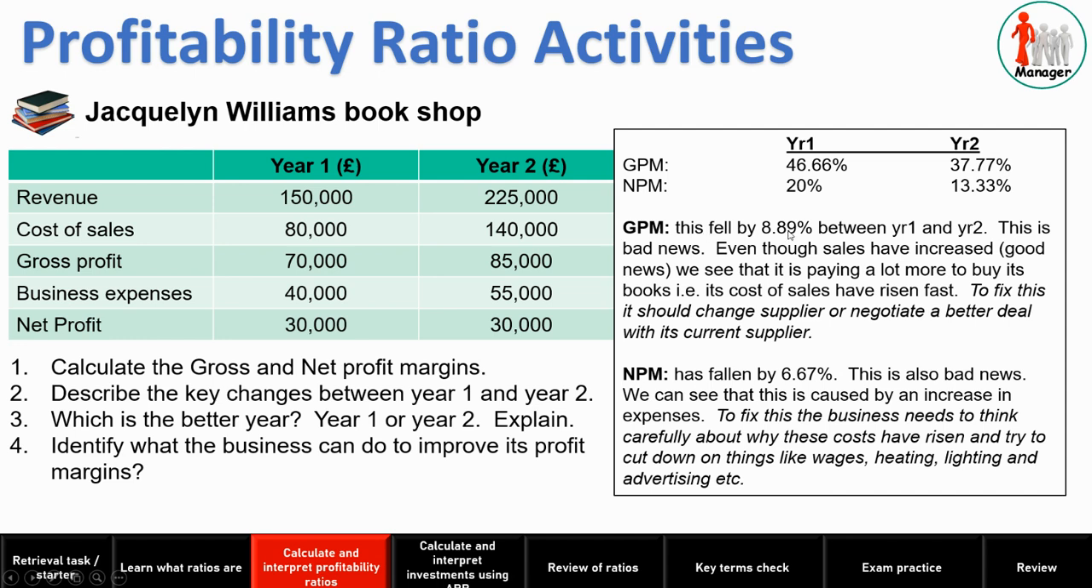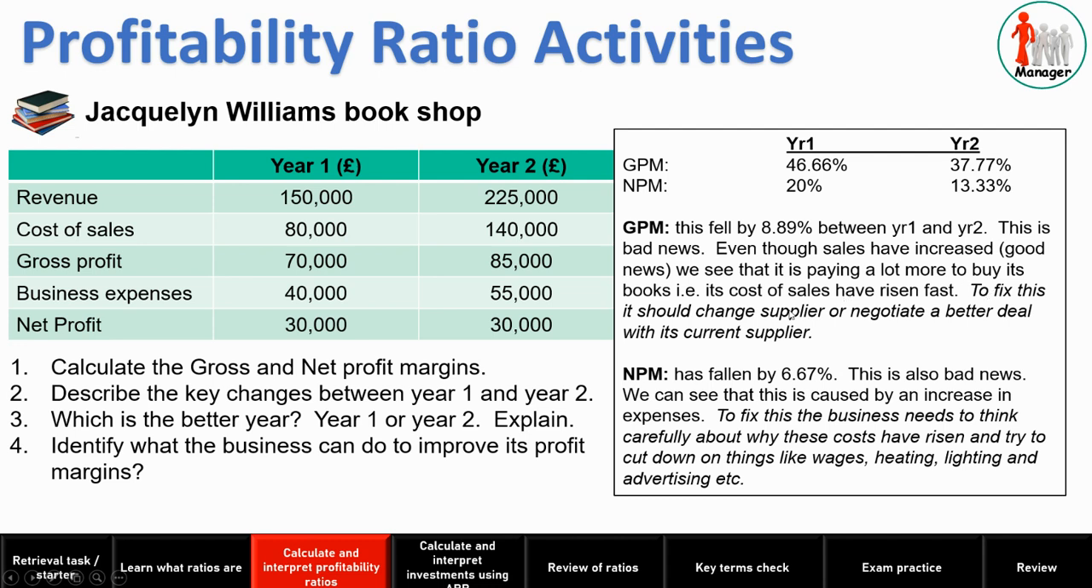Gross profit margin fell by 8.89%. So I've just looked at the difference between year 1 and year 2. It's really bad news, even though sales have increased, because we can see that, can't we? Sales have gone up. That's good news. For some reason, we seem to be paying a lot more in our costs. So look how much, even though sales have gone up, look how much costs have gone up by. And therefore, there's a problem.